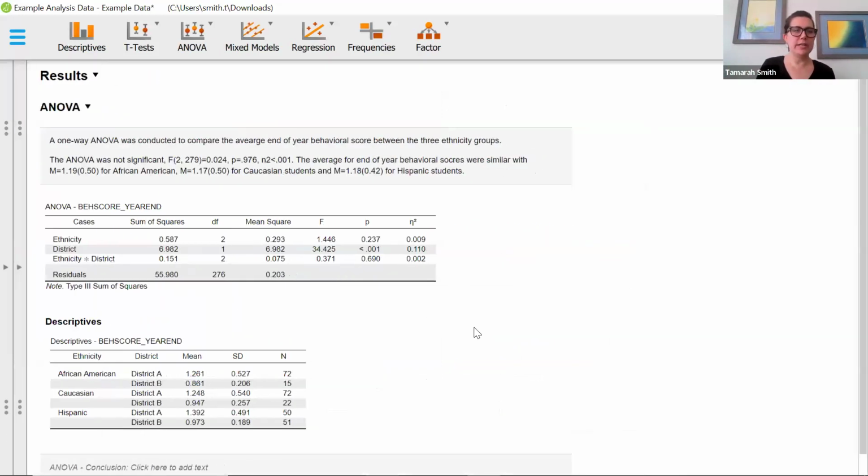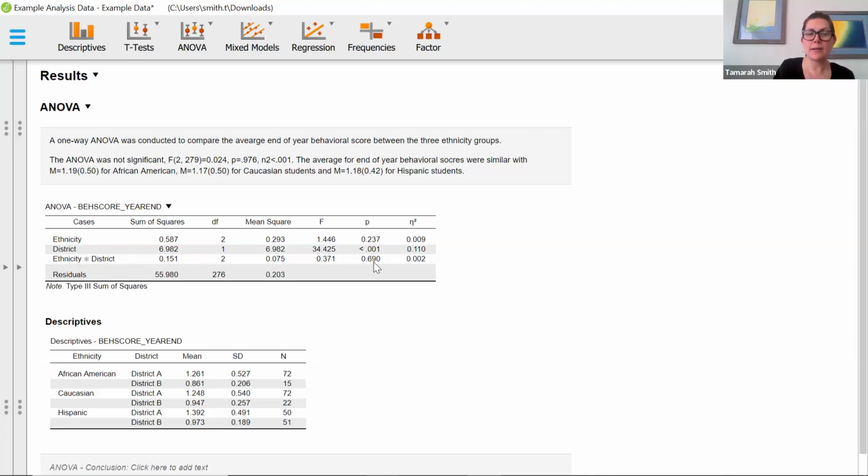So what do we learn here? Well, first of all, we have this one-way ANOVA for ethnicity. We have it for district as well. And look at this, the districts are not the same. It's telling me that overall, the averages for District A and B at end of the year are not the same. Okay, if you break that down in each district so that you look at it for ethnicity, what do we see? Well, actually, no significant difference there.